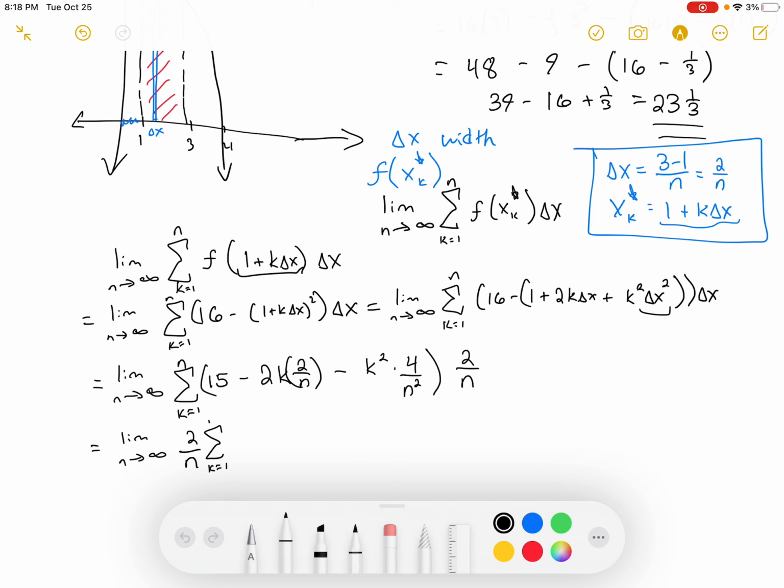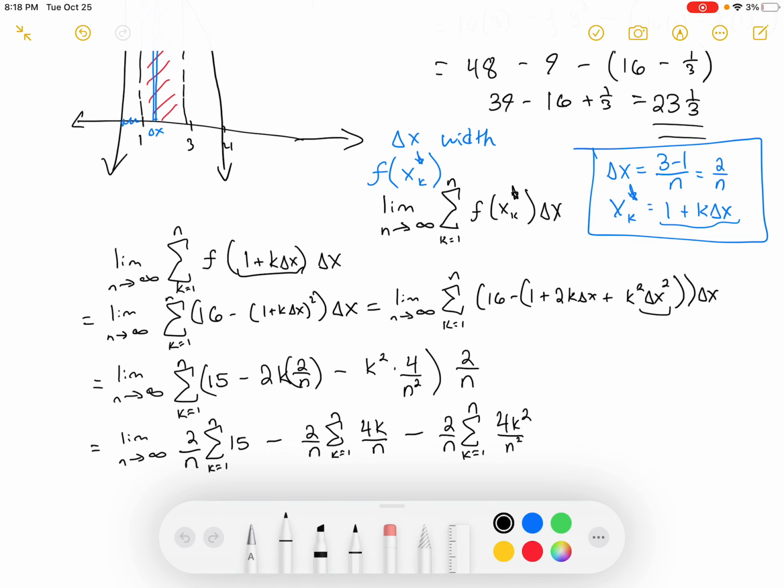So k equals 1 to n of 15, minus 2 over n, k equals 1 to n, my summation signs are getting much worse, of 4k over n, minus again this 2 over n, because remember, we have that on the outside, k equals 1 to n, of 4k squared over n squared. Do I agree with that? I think I do. Okay.